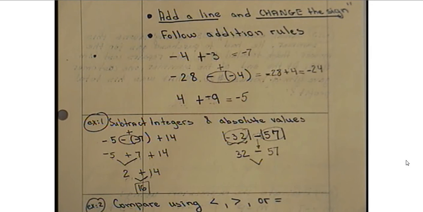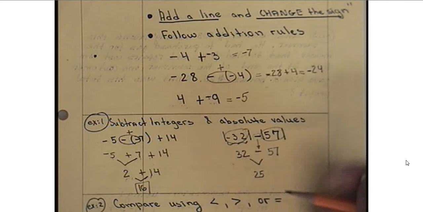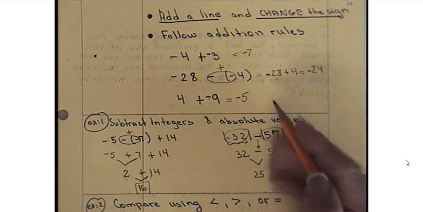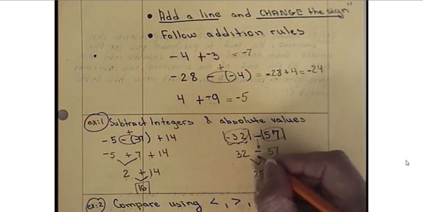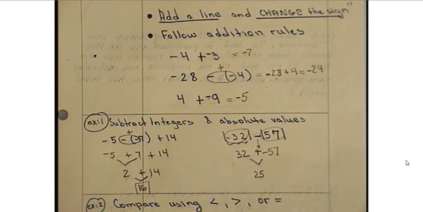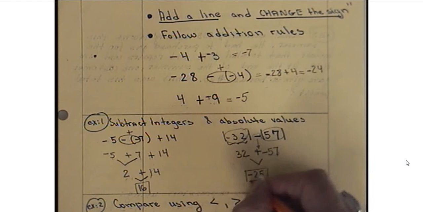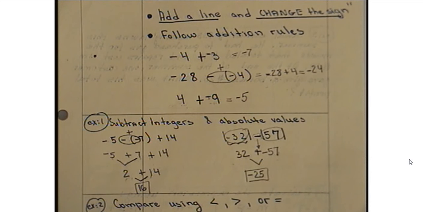57 minus 32 is 25. And if we follow the rule, change the line, so making this positive, adding a line, and keeping this negative, the larger number of those two is 57 with a negative sign. So negative 25 will be my final answer here.